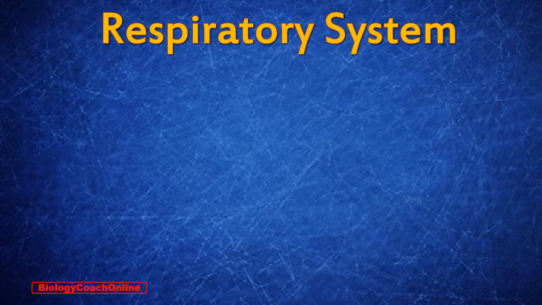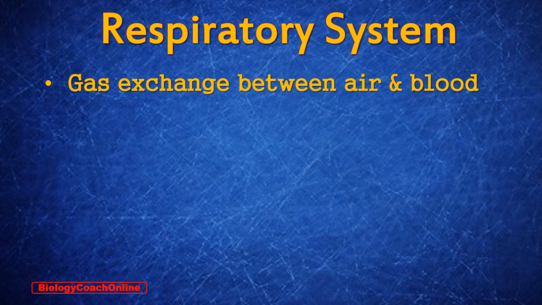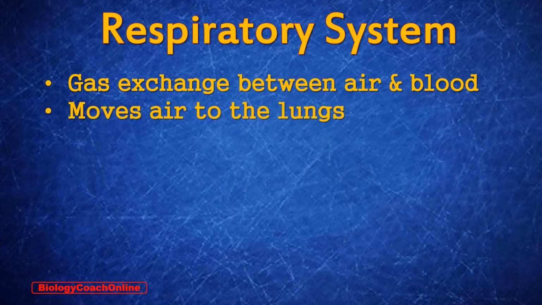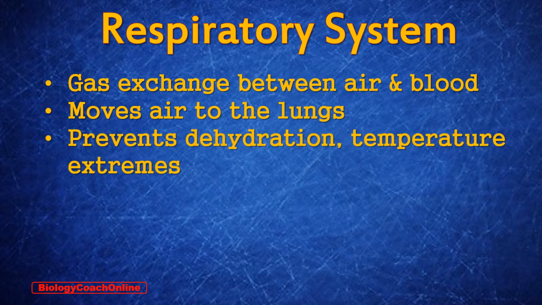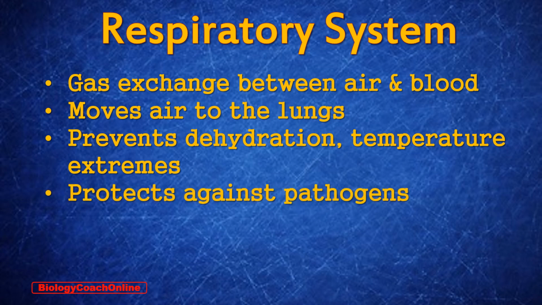The respiratory system does a lot more, however. For example, your respiratory system is responsible for gas exchange between the outside air and your circulating blood. It provides passage to move air from the environment to the lungs. It prevents dehydration of respiratory surfaces by keeping them moist. It protects the body against temperature extremes by, for example, warming the air on a cold winter morning before it reaches the lungs. It also protects against disease-causing pathogens by trapping them in its mucus-covered surface layer.